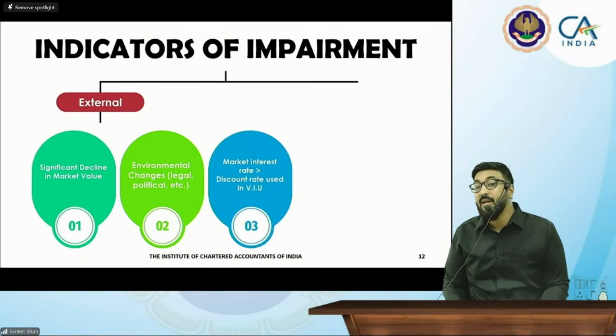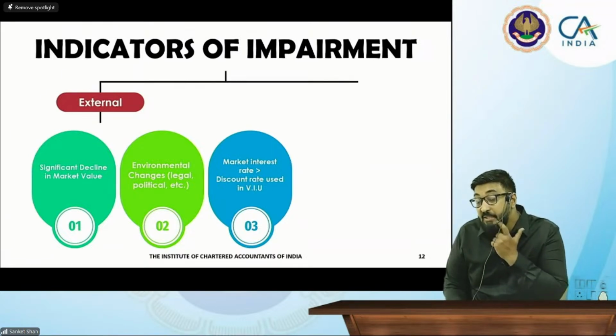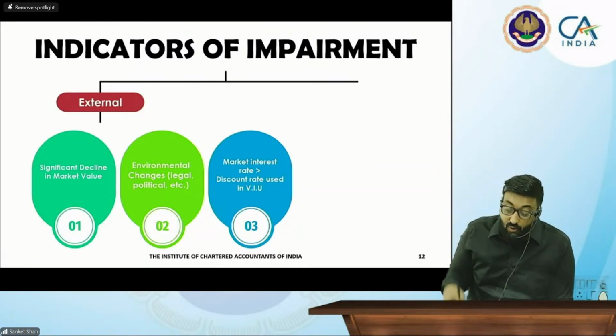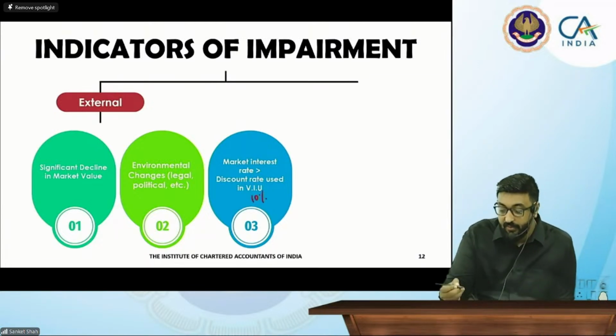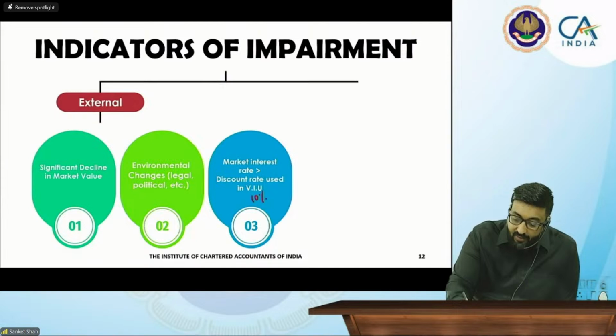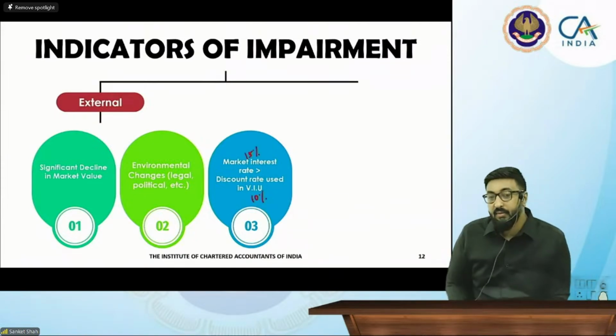Market interest rate is higher than the discount rate that you are using. You are using a discount rate of 10%, and your market interest rate is 15%. After discounting, tell me which one will give you more answer, discounting by 15% or by 10%? 15%.